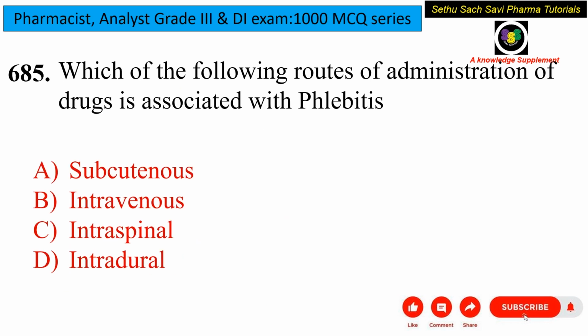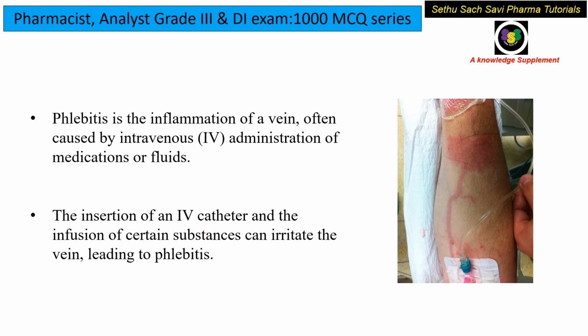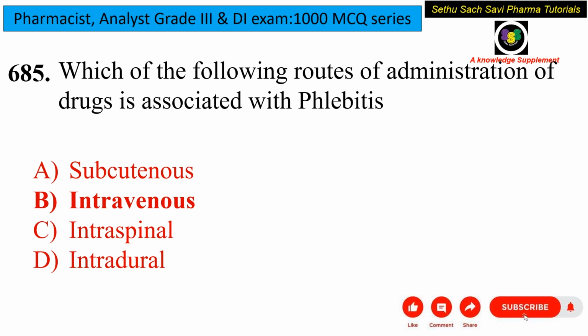Coming to the next question, which of the following routes of administration of drug is associated with phlebitis? Is it subcutaneous, intravenous, intraspinal or intradural? We know that this particular condition takes place in veins when we are administering IV. Whenever we are inserting IV catheters or infusion or anything, it can lead to irritation of the vein. Now, this irritation of the vein, as you can see in this picture, can lead to conditions such as phlebitis. So the correct answer for this question is IV or intravenous route of administration.